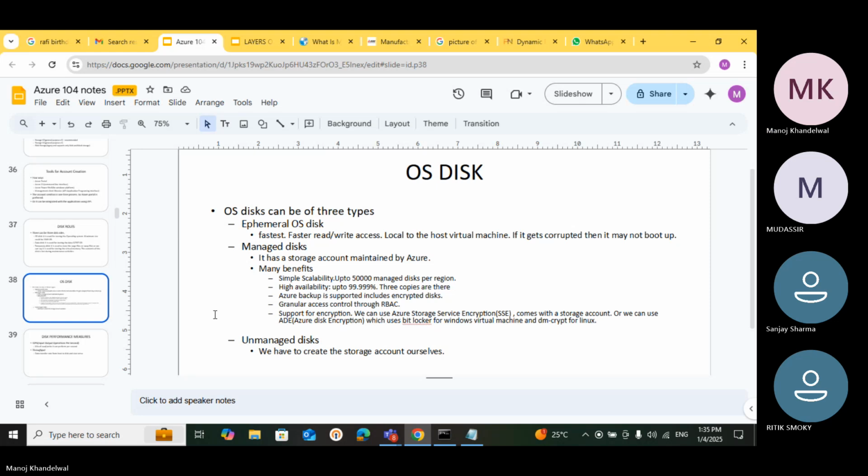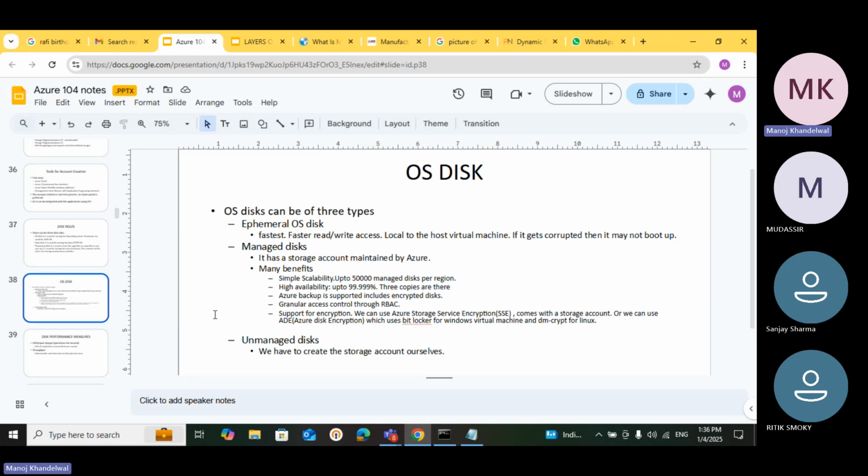So if you use that hard disk, it will always be faster because it's directly attached to your computer. But imagine that you don't have any hard disk and you are using external storage. It will be slower, 100%. So in a virtual machine also you can use ephemeral OS disk. It will be very fast, but it has one disadvantage. It doesn't have any features of fault tolerance. Only one copy. If that disk fails, you're gone, right?